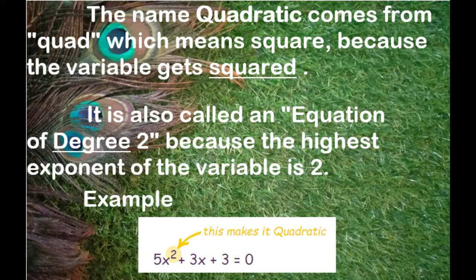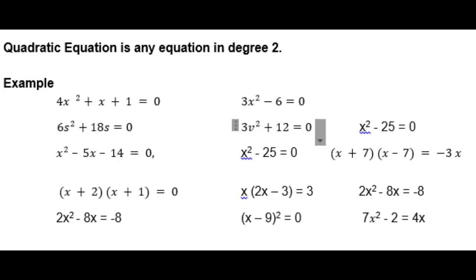So say for example, 5x squared plus 3x plus 3 is equal to 0. Now the variable x has 2 as the highest exponent, making it a quadratic equation. So a quadratic equation is any equation of degree 2.